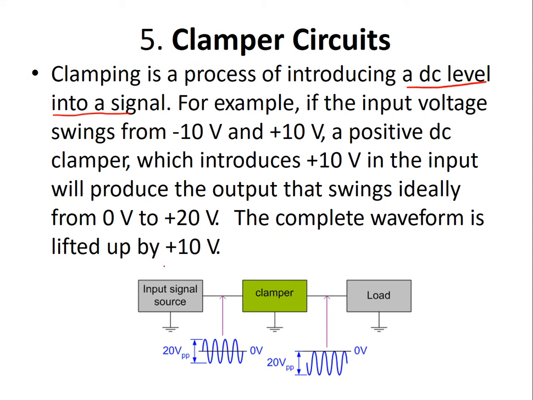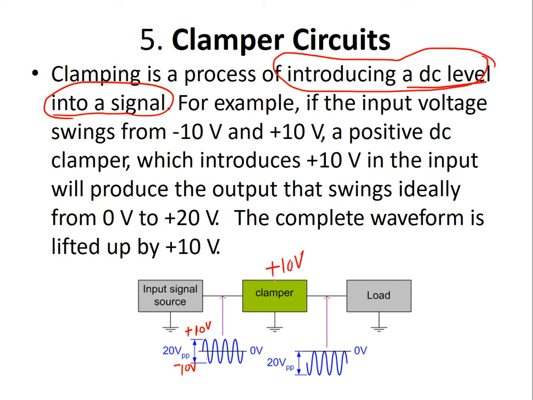For example, let's say we have an input signal with a peak to peak value of 20 volt. So it means we have plus 10 volt here, and this is minus 10 volt, so that the peak to peak value is 20 volt. Now if we choose a clamping circuit, we are introducing a DC level into a signal. Let's say here we are introducing a DC level of plus 10 volt.